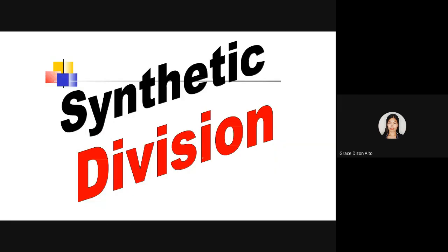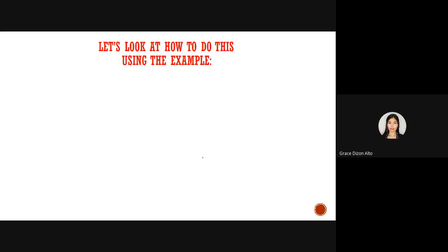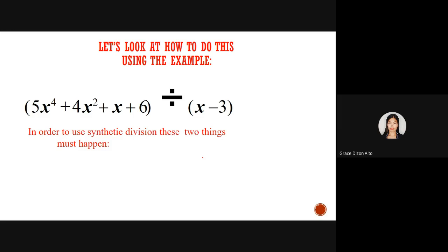Today, we will be discussing synthetic division and the process. Let's look at how to do this using the example: 5x to the 4th plus 4x squared plus x plus 6 divided by x minus 3.